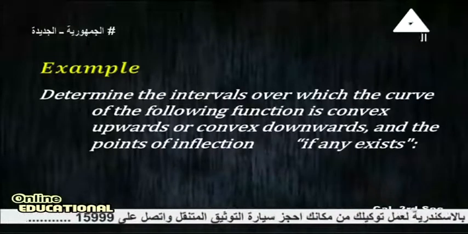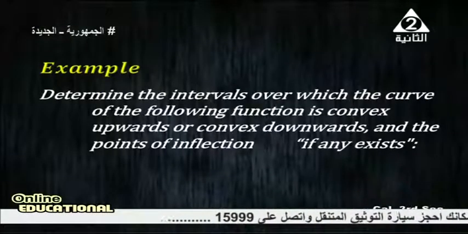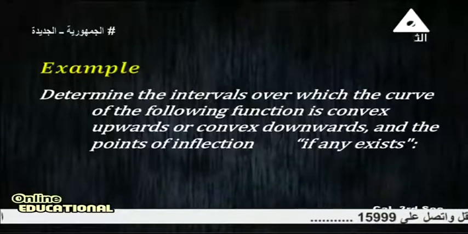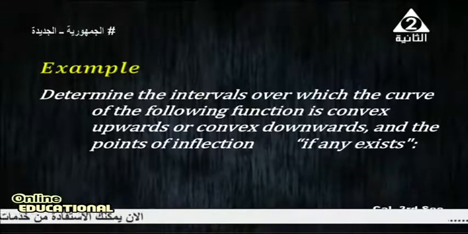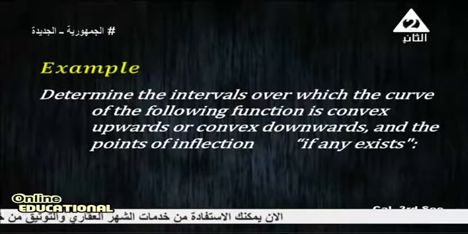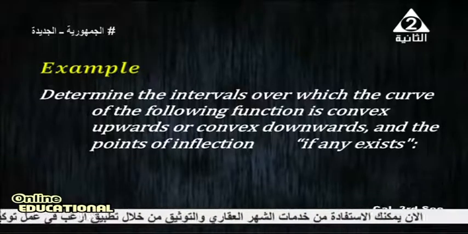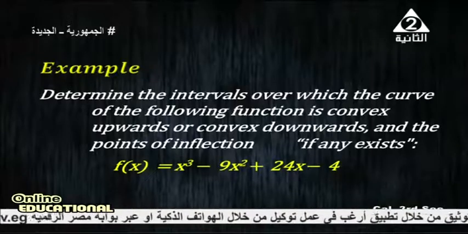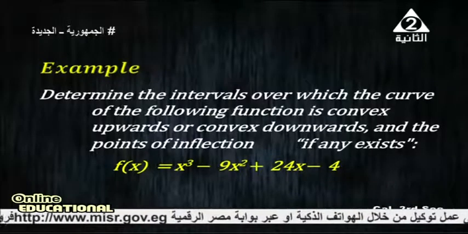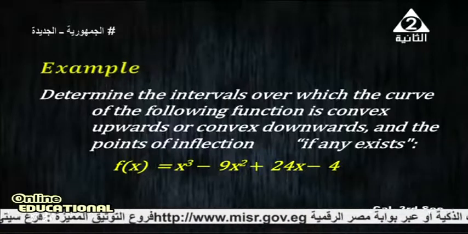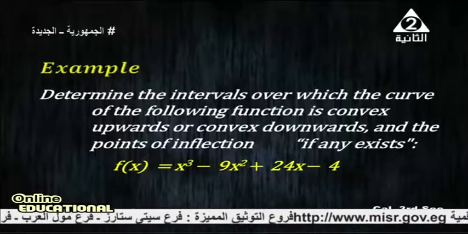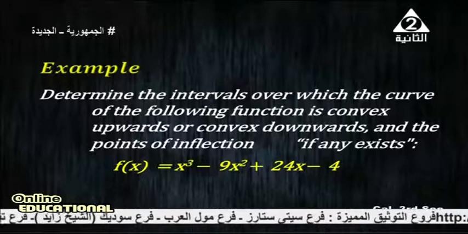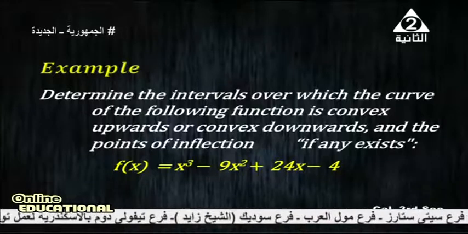Determine the intervals over which the curve of the following function is convex upwards or convex downwards, and the point of inflection, if any exists. The function f of x equals x to the power 3 minus 9x to the power 2 plus 24x minus 4.